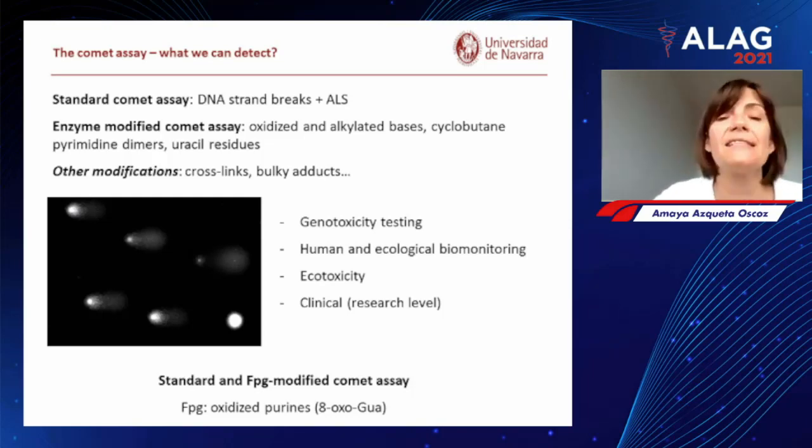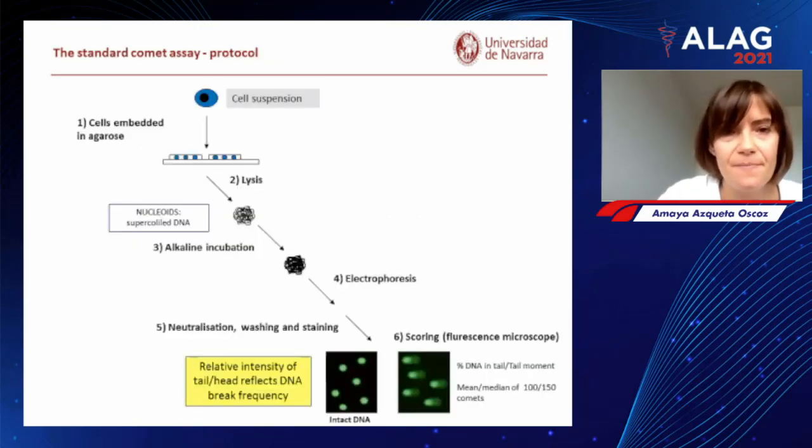FPG is a bacterial enzyme from the DNA repair machinery of the bacteria, called formamidopyrimidine DNA glycosylase, and is used in combination with the Comet assay to detect oxidized purines, mainly 8-oxoguanines. And here we have the protocol. Yeah, I know Mirta has already explained it, but I'm going to go through it once more because it's important to have it in mind in order to follow my talk.